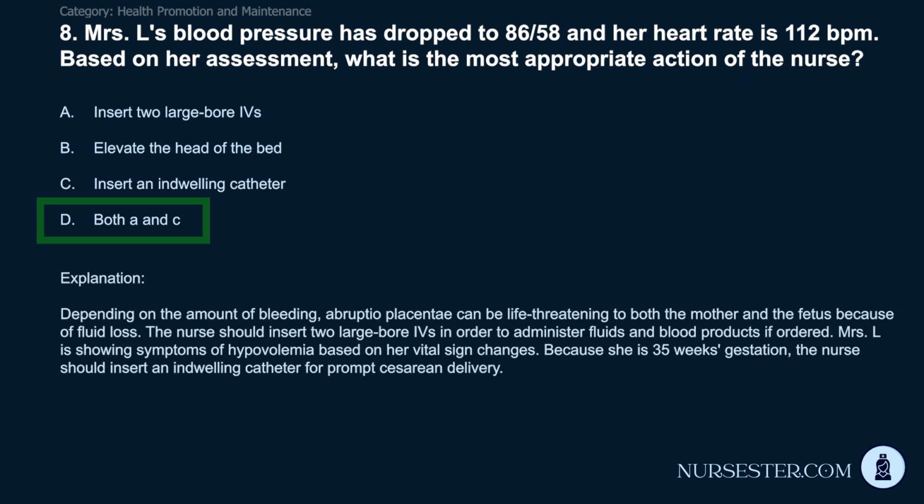Depending on the amount of bleeding, abruptio placentae can be life-threatening to both the mother and the fetus because of fluid loss. The nurse should insert 2 large bore IVs in order to administer fluids and blood products if ordered. Mrs. L is showing symptoms of hypovolemia based on her vital sign changes. Because she is 35 weeks gestation, the nurse should insert an indwelling catheter for prompt cesarean delivery.